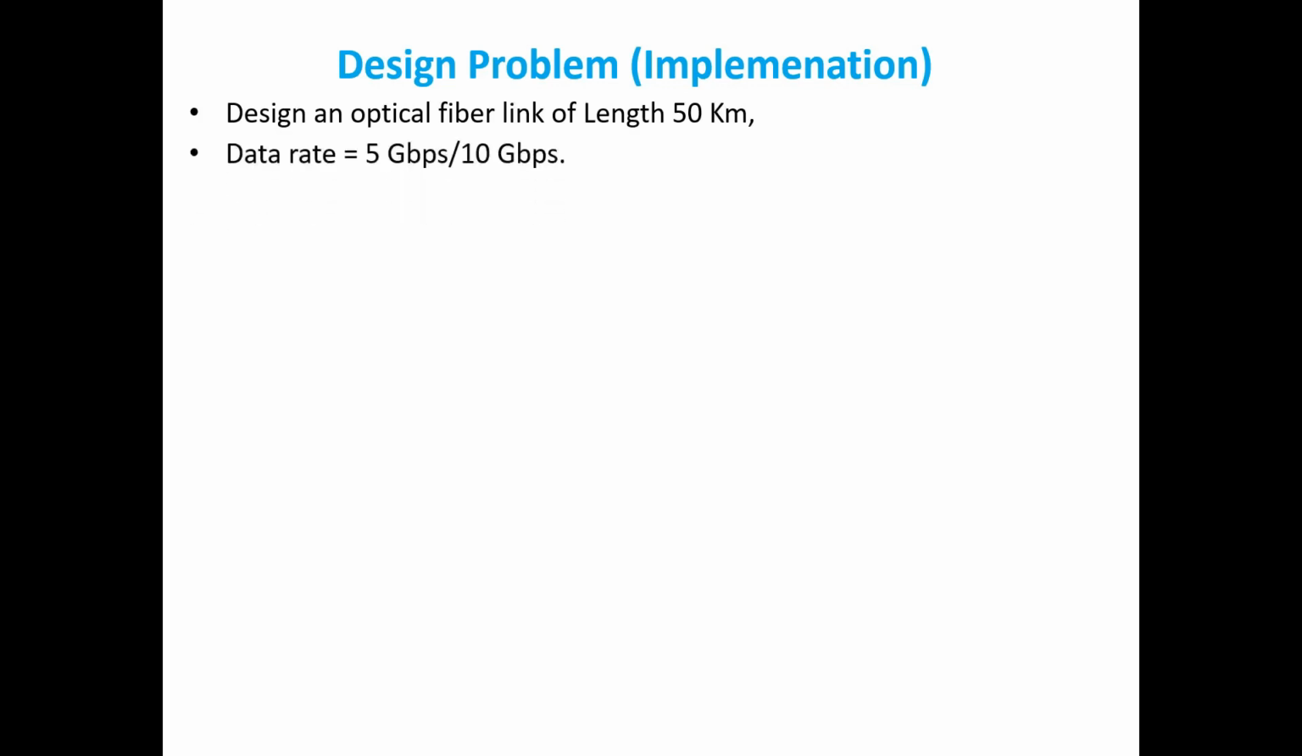So let's go. The first thing is, before you start, let's have a design problem. So this is a design. You are going to make an optical fiber link of length 50 kilometers. For the data rate, you can use either 5 Gbps or 10 Gbps. Then the bit error rate should be less than 10^-9. Then the quality factor should be at least 25. On the higher side, it is advisable, but on the lower side, you should optimize it.